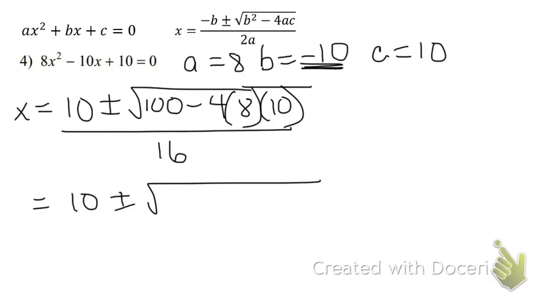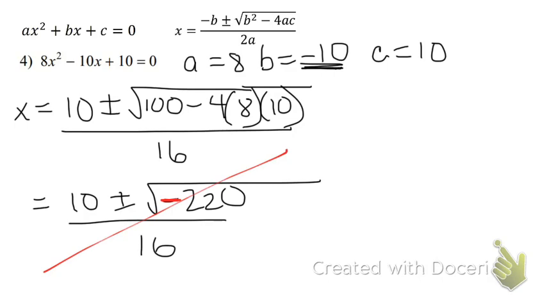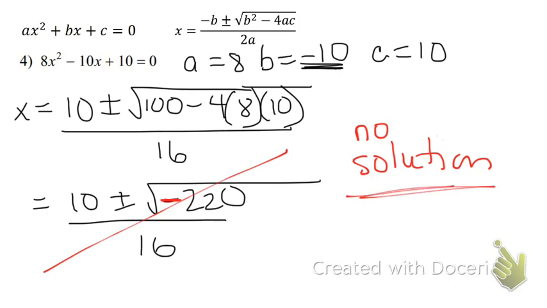Oops, I did that wrong. Let me try it again. 100 minus 4 times 8 times 10. And I get negative 220. And as soon as there's a negative underneath that radical, as soon as you see this guy right here is negative, you stop, put on the brakes, no solution, because you can't take the square root of a negative number. So that's a freebie, that's a gift.